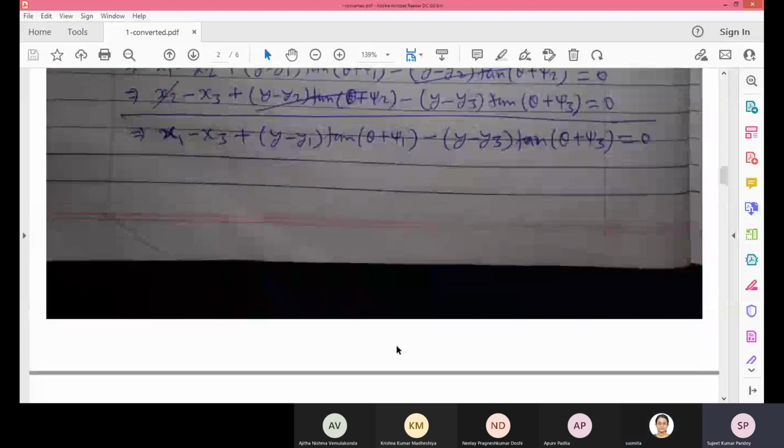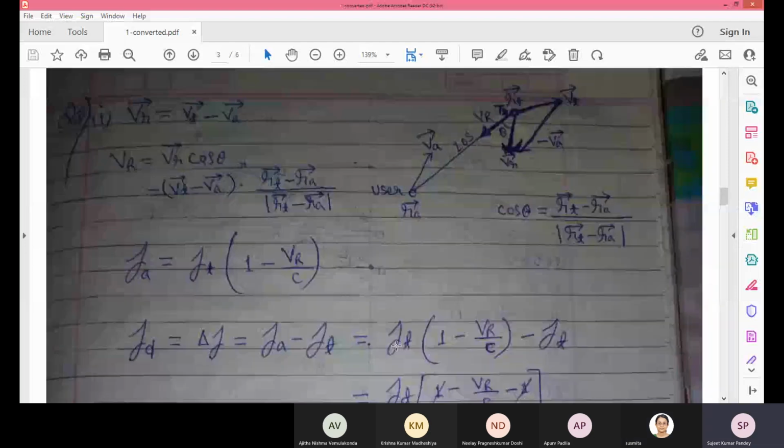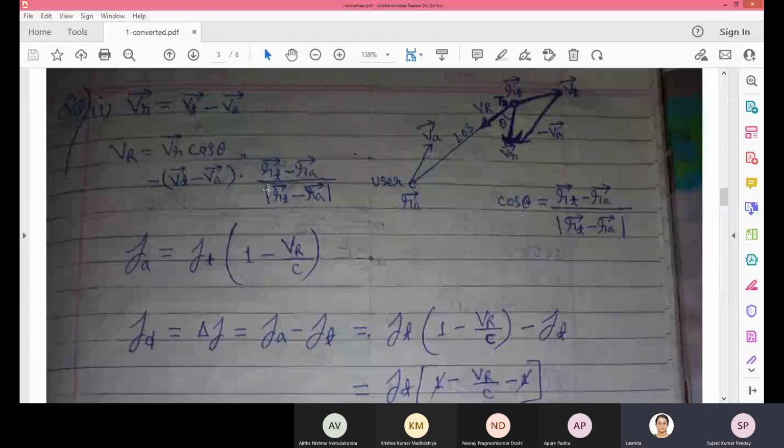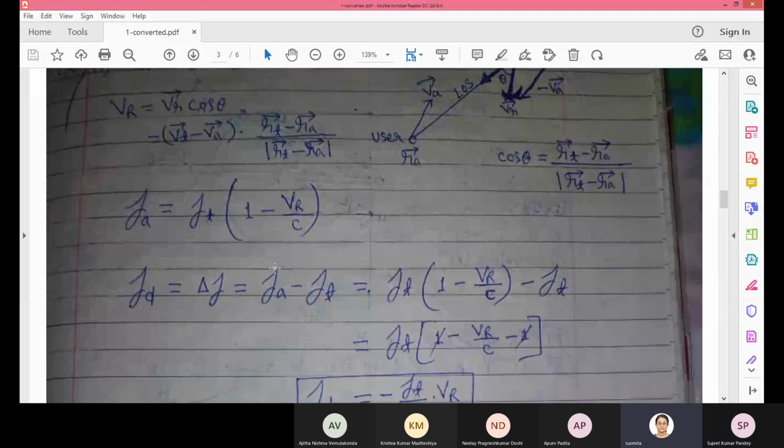Next one is for Doppler frequency derivation. Show me. See, Vr is nothing but Vt minus Va, and that means user velocity. How are you getting Fa is equal to Ft into 1 minus Vr by C? You need to prove that. So you are just assuming something and showing Doppler. This way you will not get marks. If you do this in the exam, you have to prove that Fa is equal to Ft into 1 minus Vr by C. Then only the answer is complete.